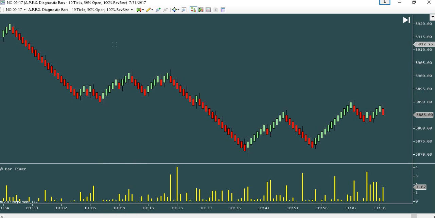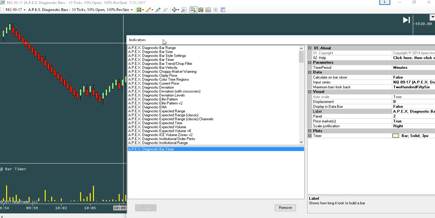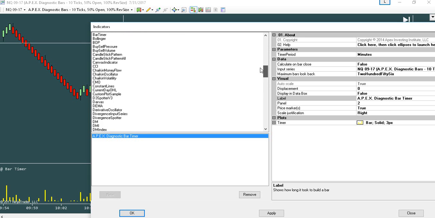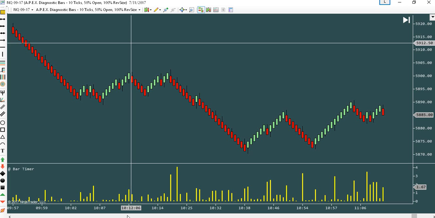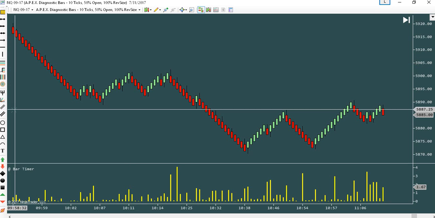Okay. Now I want to show you another indicator. If you right click, hit indicators, this indicator will already be on most of your pre-made templates, so you won't really have to add it. But go right here to toolbar shortcut and add that. See all these drawing tools over here? We're going to talk a little bit about drawing chop boxes.